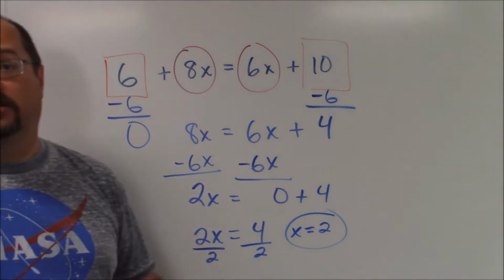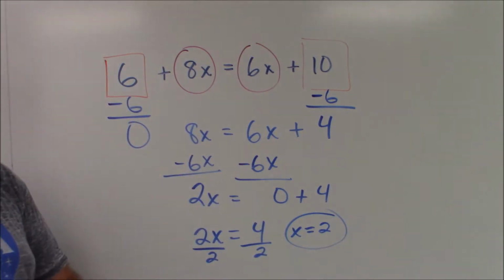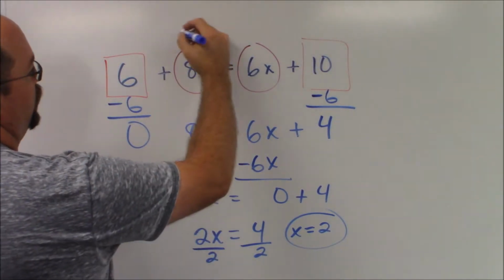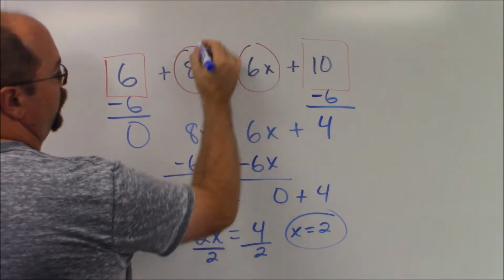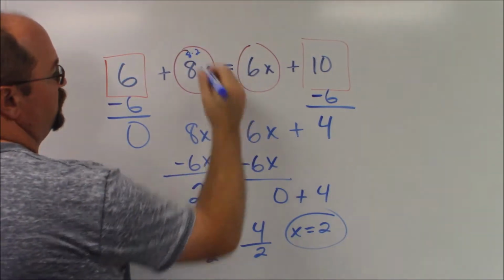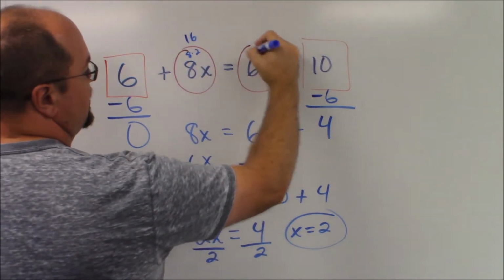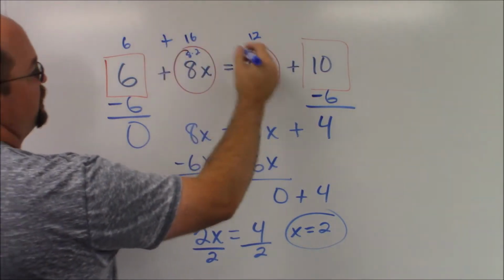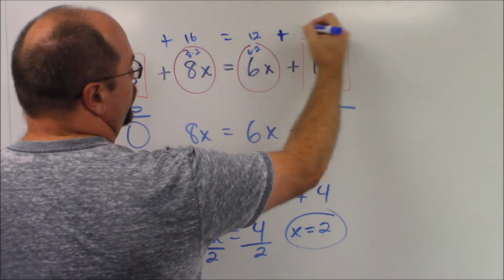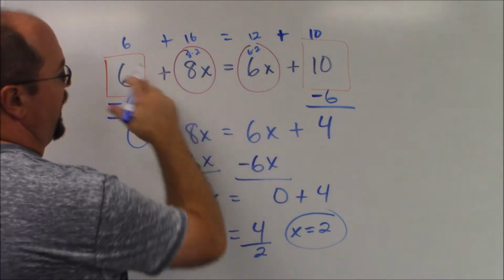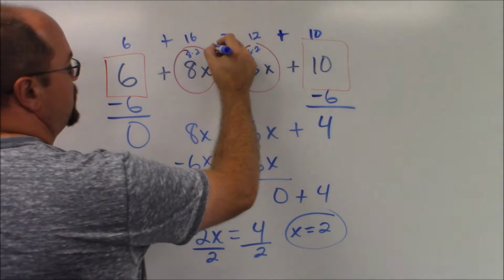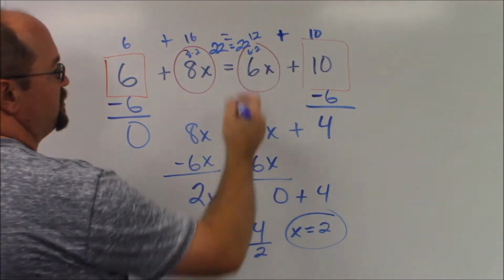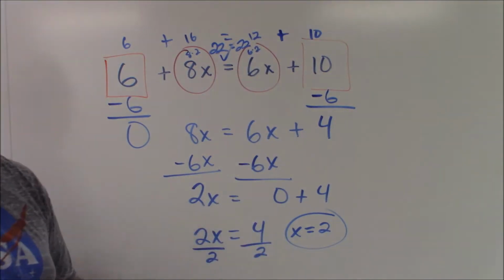Now, what I can do here is I can plug that back in and make sure that that's true. So if I say, okay, x is 2, so 8x, which would be 8 times 2, would give me 16. 6x, which would be 6 times 2, would give me 12. So I've got 6 plus 16 equals 12 plus 10. That works, because 6 plus 16 is 22, and 12 plus 10 is also 22. So there's my check that this is actually correct.